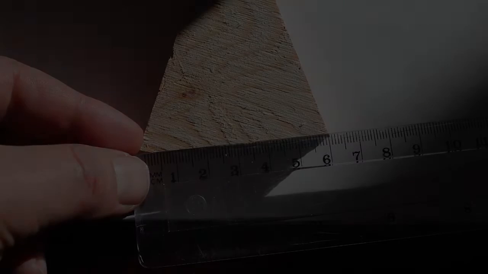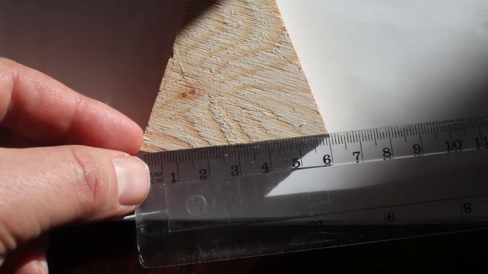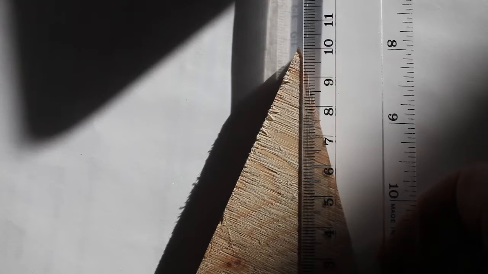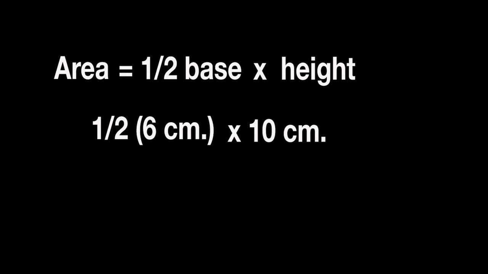To calculate the area of this particular triangle, we measure the base to be 6 centimeters and the height to be 10 centimeters. So, in our formula, the area equals 1/2 times 6 centimeters times the height of 10 centimeters. This results in an area of 30 centimeters squared.